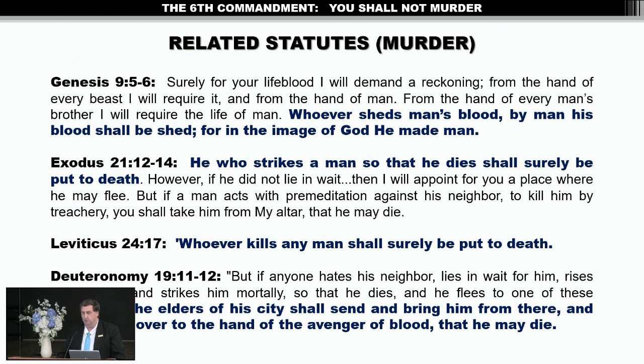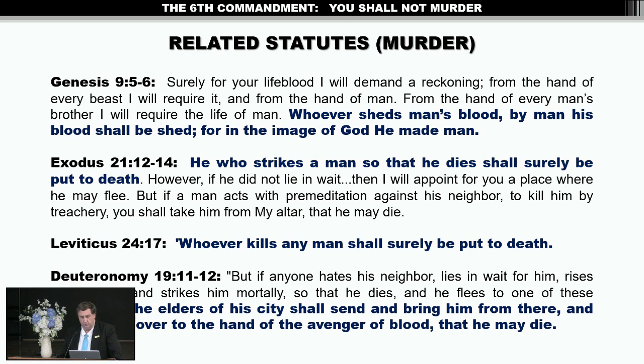Now, there are many statutes that relate to the sixth commandment in the Torah. So let's take a look at some of the ones that directly deal with murder. The very first one comes in Genesis chapter 9, soon after the flood, where we read in verses 5 and 6, "Surely for your lifeblood I will demand a reckoning. From the hand of every beast I will require it, and from the hand of man. From the hand of every man's brother I will require the life of man. Whoever sheds blood, by man his blood shall be shed, for in the image of God he made man."